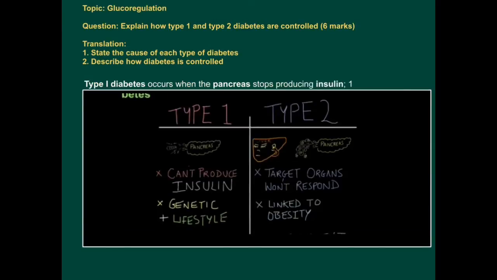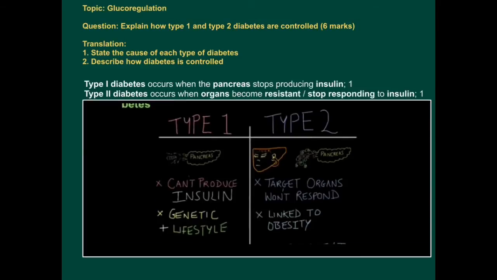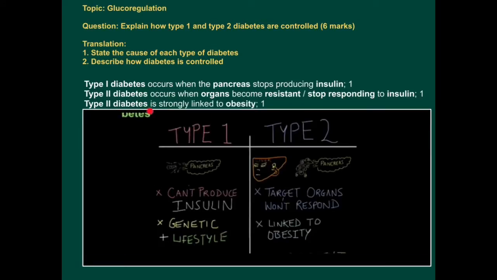So, what causes type 1 diabetes? Well, type 1 diabetes occurs when the pancreas, that organ which feeds into our small intestine, stops producing insulin. Type 2 diabetes occurs when organs become resistant or stop responding to insulin. So we can still make insulin, but our organs have stopped responding to it. It's worth mentioning that type 2 diabetes is strongly linked to obesity, and that kind of logically makes sense. If your organs are surrounded by layers of fat, then it's harder for insulin to do its job.